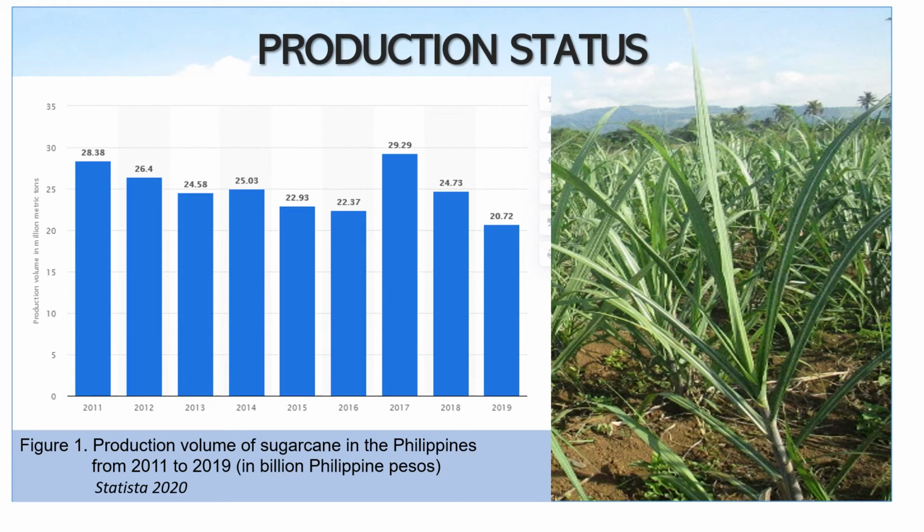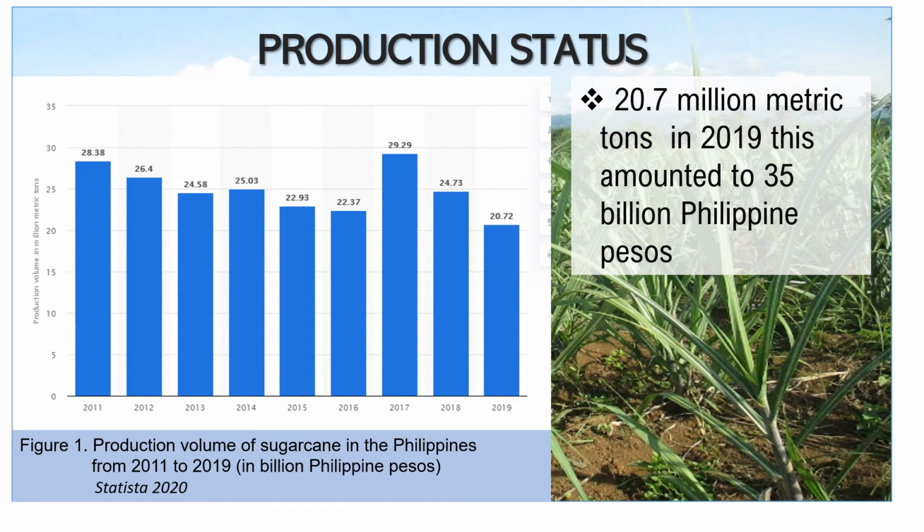So from this graph, we could say that the production peak, or highest production, of sugarcane in the Philippines is during 2017. Then there is a gradual reduction in 2018, but the lowest was observed in 2019. So it only produces 20.17 million metric tons. This is equivalent to 35 billion in terms of Philippine peso. Wala pang pandemic dito, no, 2019.